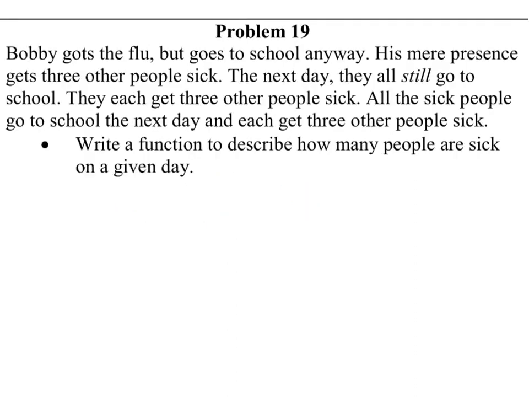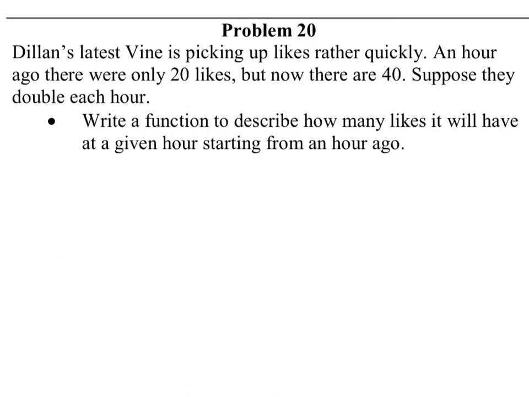On 19, Bobby's getting the flu, goes to school anyway. We're going to have I be the name of this function to stand for the inflicted. And at the beginning, there's only one person sick, but each person's getting 3 other people sick. So you have to times by 3 each day. So next day, there's going to be 4 people sick total. But each of them is going to get 3 people. So you just times it by 3 each day to get your total amount of sick people.